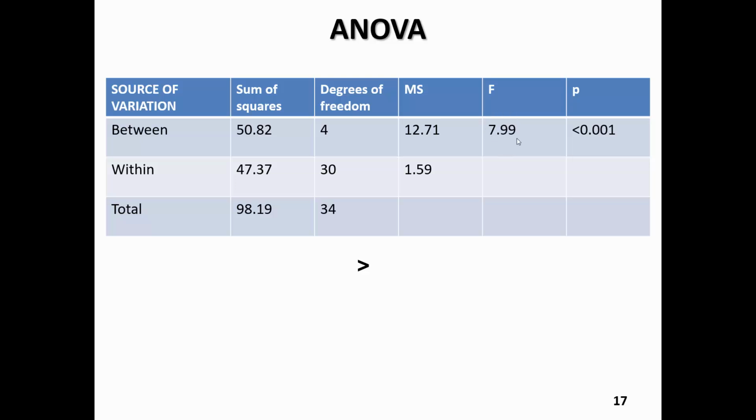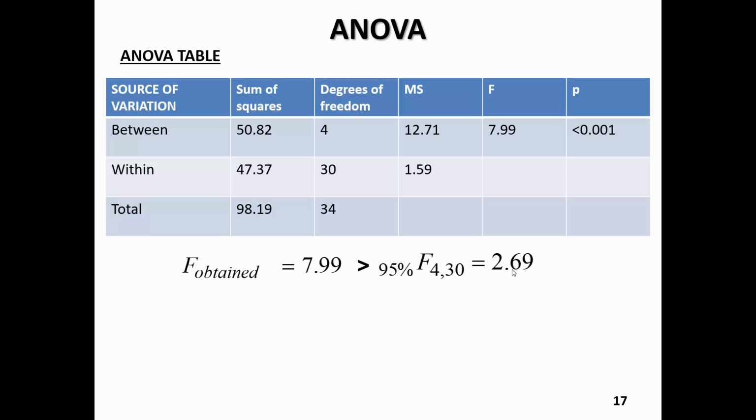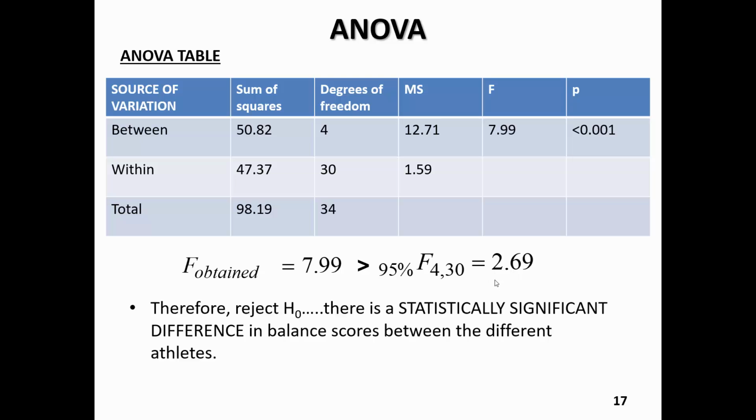This is the F obtained, and we end up with a p-value that's less than 0.001. So we have a far less than 1% risk of committing a type 1 error with these results. Our conclusion is that since the F obtained exceeds the critical value, we reject the null hypothesis. Recall that the null hypothesis stated that there were no statistically significant differences between the 5 groups, but because we reject that, we conclude that there is a statistically significant difference in the balance scores between the different groups of athletes.